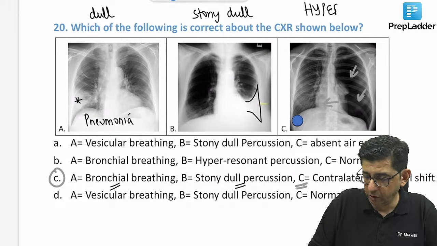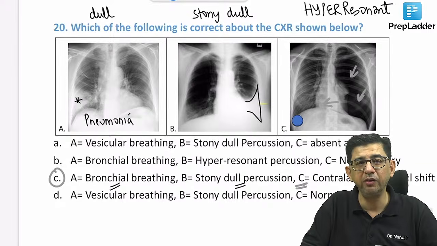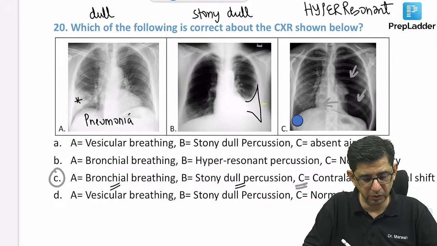And whenever we talk about a pneumothorax, in our chest, in you and me, it is resonant, and in this case, it will turn out to be a hyperresonant note. So I think we are sorted for these three questions.